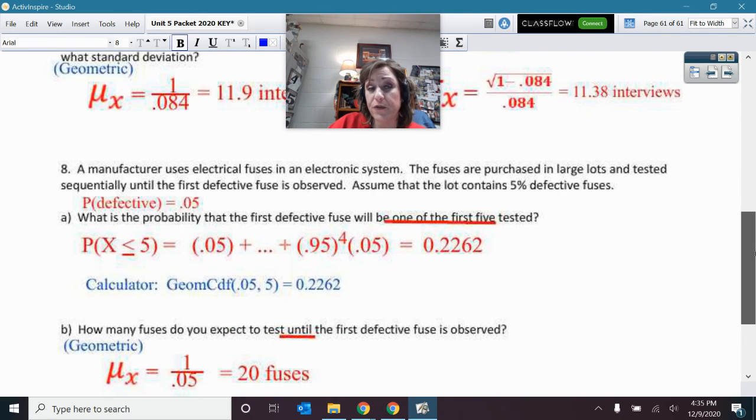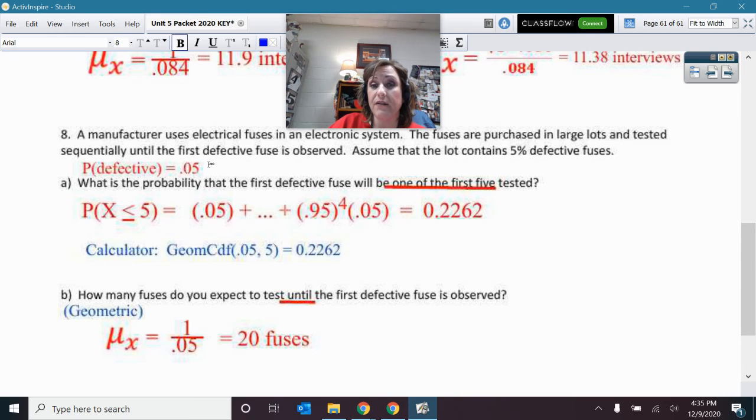A manufacturer uses electrical fuses. Defective rate is 0.05. What's the probability that the first defective fuse is one of the first 5? That means our first success is the first or the second or the third or the fourth or the fifth. So I have a success on these different trial options. The first success up to the success on the fifth. So that's our geometric CDF, our 0.05, and then we got success occurring on the fifth or before.